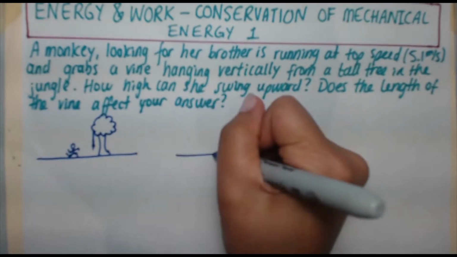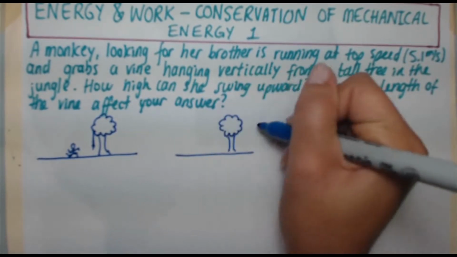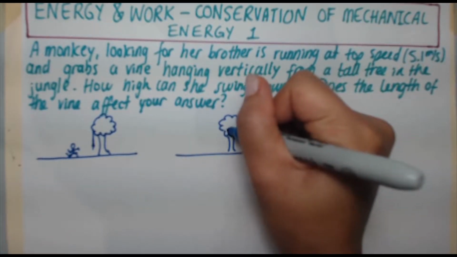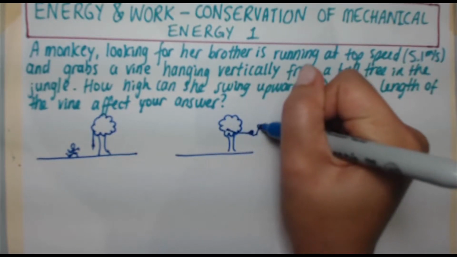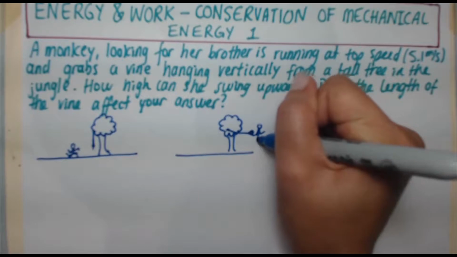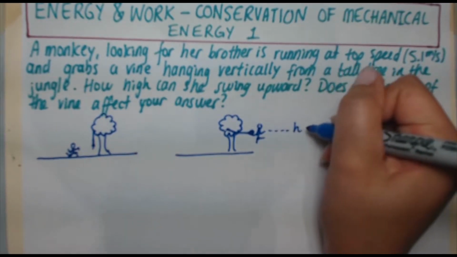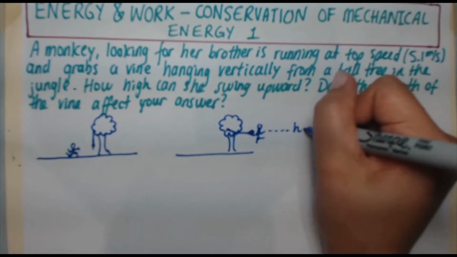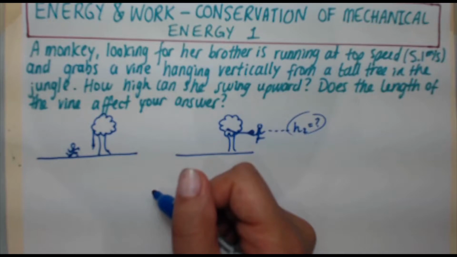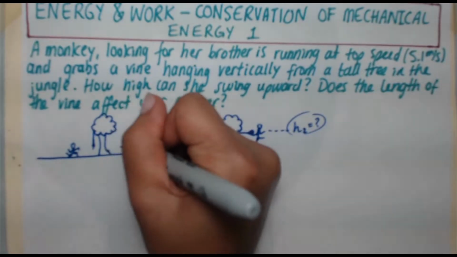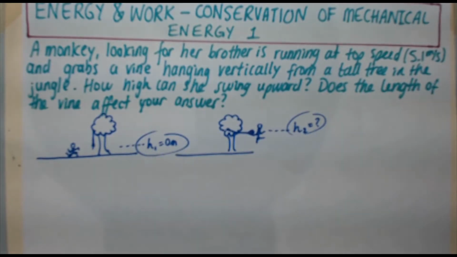That's the first step. The second step, you've got the tree, the person's swinging up, or the monkey, I keep forgetting that, it's a monkey, and they're going to reach a certain maximum height. We don't know what that is, but we're going to try to find it out. What maximum height do they achieve? So this H, I'm going to call this H2 because this is the final installment, which means I have to label an H1 as well. H1 is going to be 0 meters because that's where we start off from.